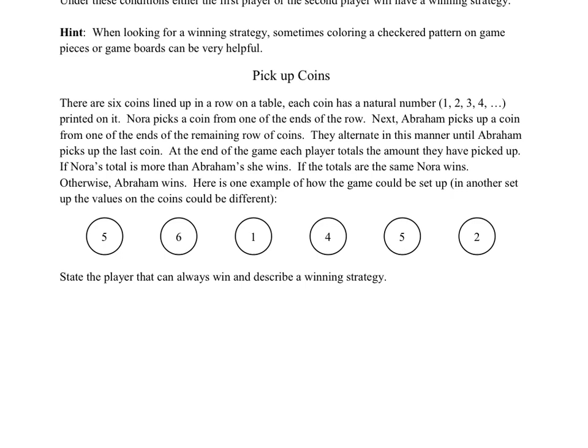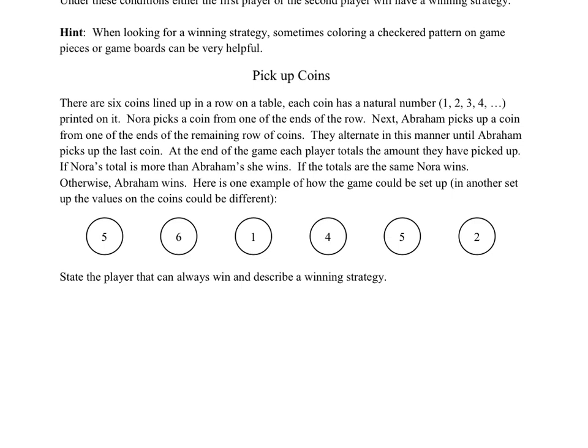So we're going to start by looking at the game of pick up coins. So there's 6 coins. They're lined up in a row on the table. Each coin has a natural number on it. So they're not like regular coins of like dimes, nickels, quarters. They have some natural number, in this case like 5, 6, 1, 4, 5, and 2 printed on them.